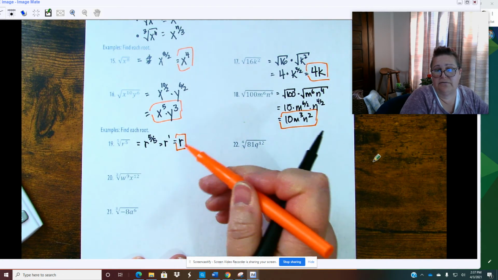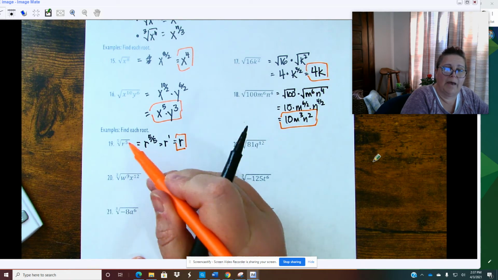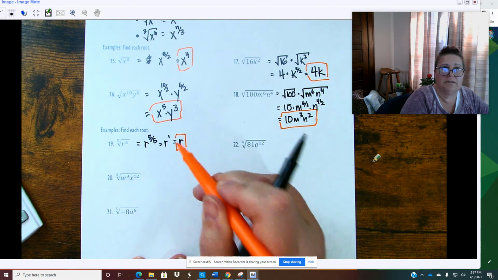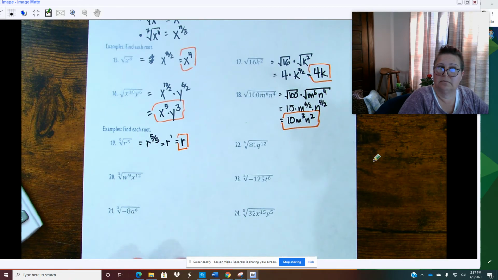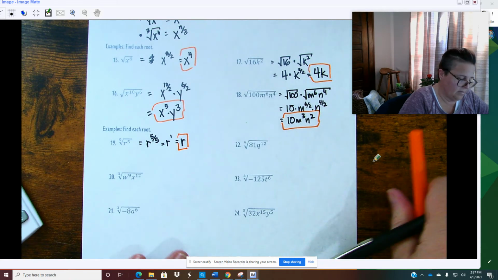Which makes sense because 5 factors of r will get us back to r to the 5th. R times r times r times r times r. I think I did 5 there.